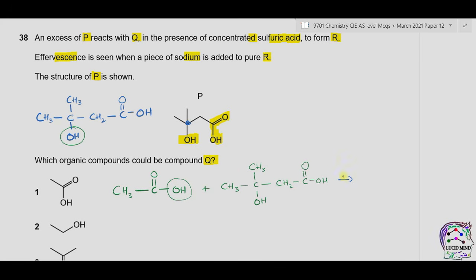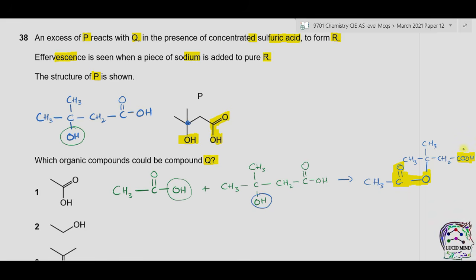Product will be like this. We have this structure. Now this carbon will react with oxygen and water molecule is eliminated. This is the rest of the part. In this way ester is formed. Now in this ester we have ester functional group. We also have this carboxylic acid functional group that is present.